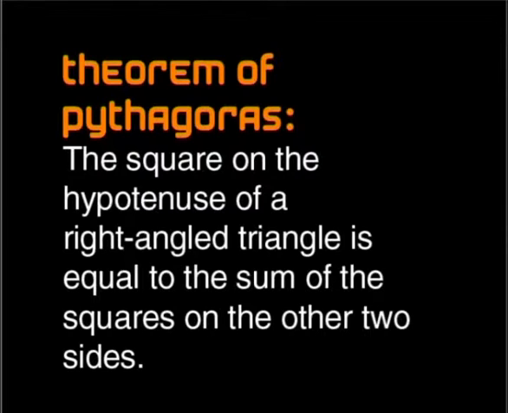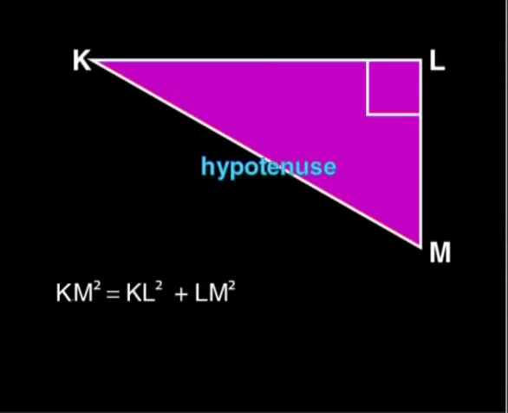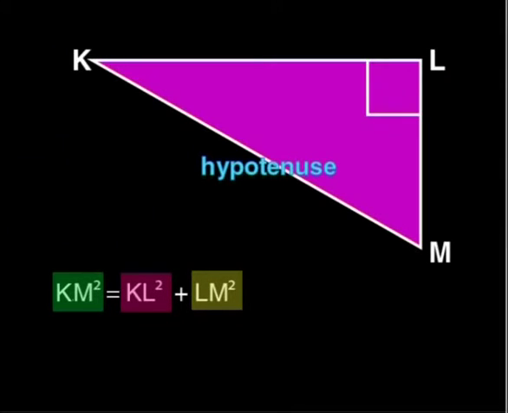The theorem states that the square on the hypotenuse of a right-angled triangle is equal to the sum of the squares on the other two sides. So, if KLM is a right-angled triangle, the theorem proves that KM squared is equal to KL squared plus LM squared. This theorem has fascinated mathematicians for centuries, and it has been proved in several different ways. We are going to prove it using the proportion theorem and similarity.